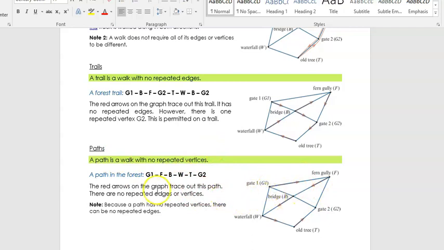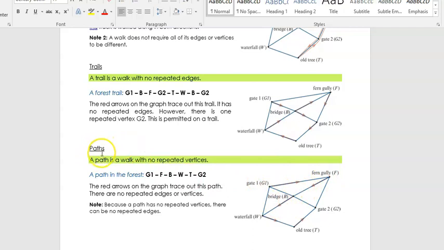So in this case here, we're at gate 1. We're going to go to the Fern Gully, to the bridge, to the waterfall, to the old tree, and then exit at the gate. And here we can see there are no repeated edges, but on top of this there are no repeated vertices as well.